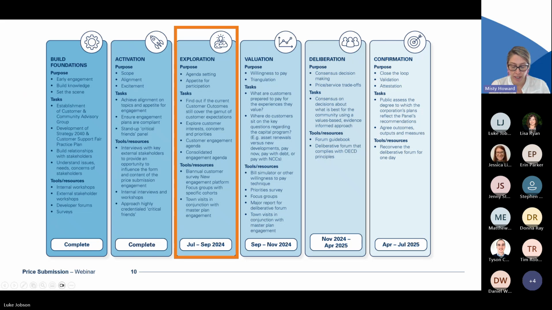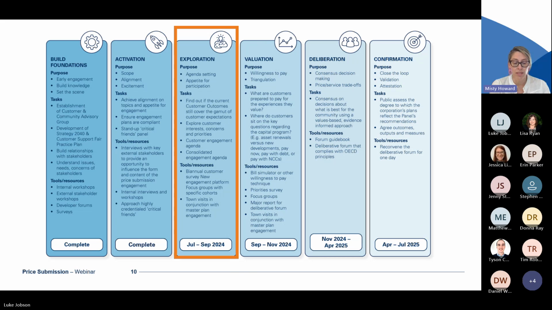So the diagram on the screen shows the 6 stages of engagement with our customers and communities during this process. Build foundations. This was the stage that involved the groundwork to build a foundation of knowledge from which further engagement could be developed. Activation was a mostly internal process where North East Water achieved alignment on the topics for engagement from an internal perspective. Exploration is a mostly external process where customer values are explored in a wide-ranging, mostly qualitative process. And valuation, this is where customer willingness to pay for the experiences they value is assessed in multiple ways.